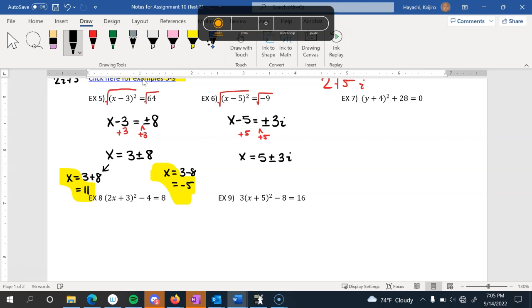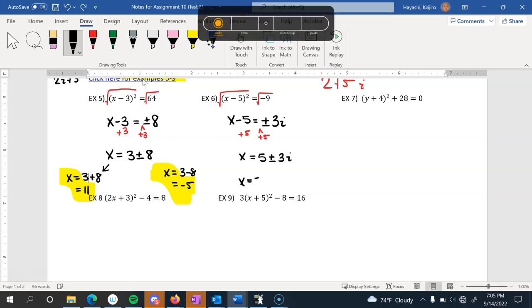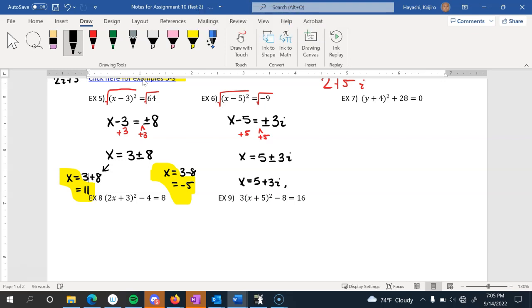And in this case, unlike the last time, these are not like terms. 5 and 3i are not like terms. They can't be combined. So that just is what it is. If you want, you can write it as a comma-separated list of two solutions, 5 plus 3i and 5 minus 3i. Or you can just write 5 plus or minus 3i.